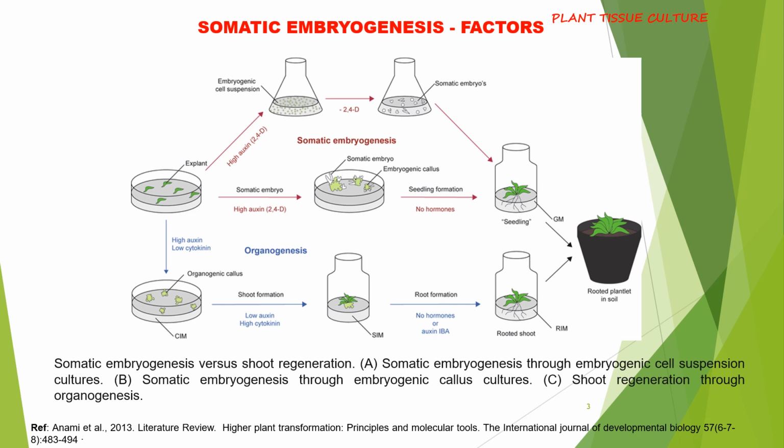Somatic embryos can be induced by direct or indirect methods based on the media composition. High concentrations of auxins, especially 2,4-D, have been found to induce somatic embryogenesis. Suspension cultures can also be used for somatic embryo production.